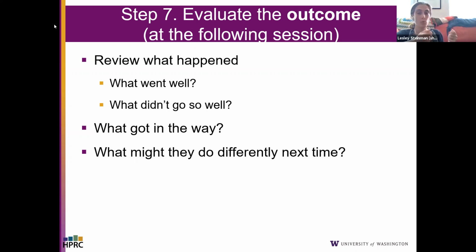Maybe it's that they have their worksheet ready to go and they're on time to the appointment with you. They had put their worksheet in a spot where they could see it. Anything, any small behavior change is a success that you want to celebrate with the client. And then you want to figure out what got in the way. So what didn't go so well, what got in the way, and very quickly, instead of just venting, you want to move to, well, how are you going to think about doing things differently next time?